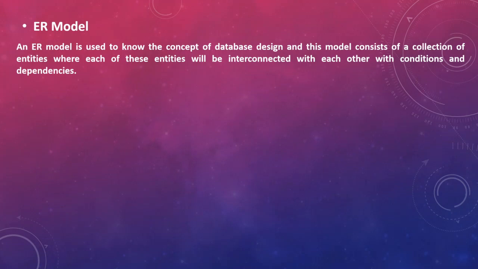So what is an entity? You may be thinking about what is an entity. An entity is nothing but a heading, a row, a column where the information is stored. So how the columns are interconnected is known by the ER model.